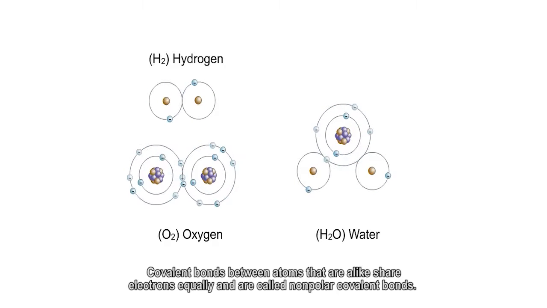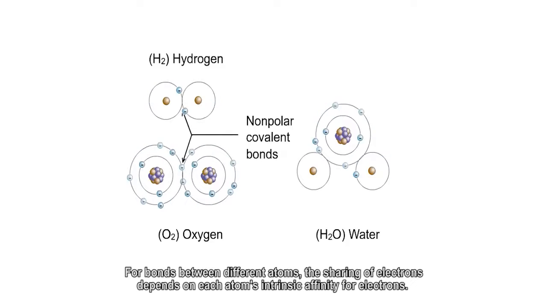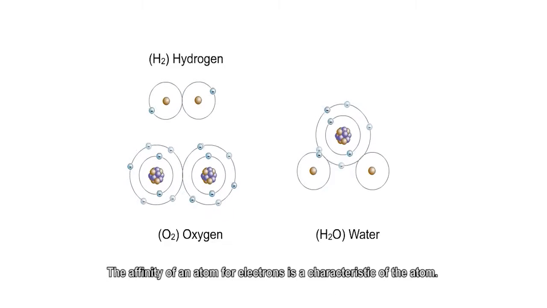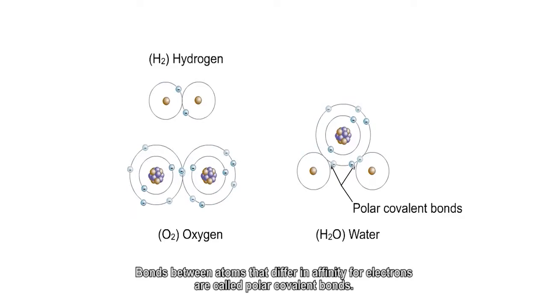Covalent bonds between atoms that are alike share electrons equally and are called nonpolar covalent bonds. For bonds between different atoms, the sharing of electrons depends on each atom's intrinsic affinity for electrons. The affinity of an atom for electrons is a characteristic of the atom. Bonds between atoms that differ in affinity for electrons are called polar covalent bonds.